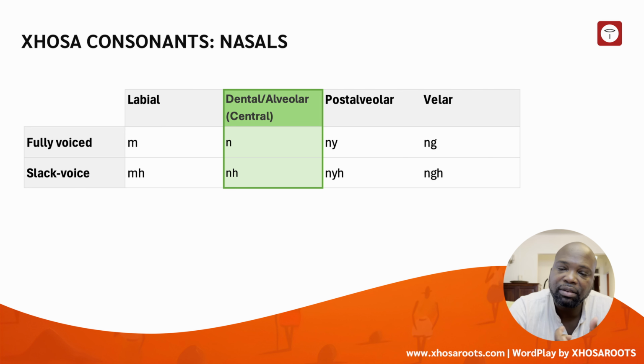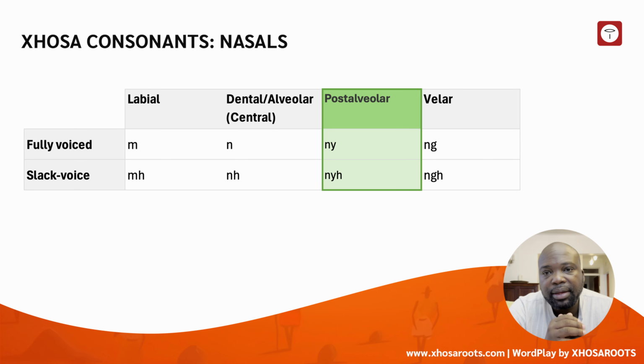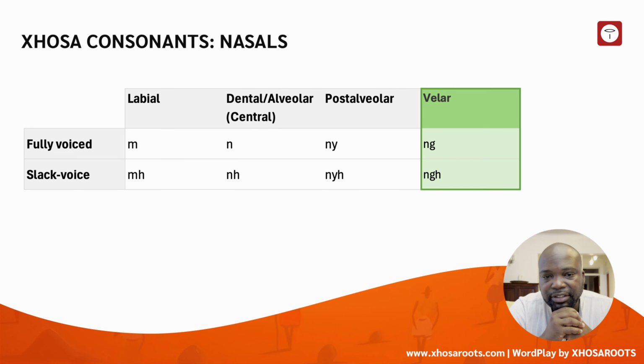We have the dental alveolar, which are central, meaning they use the central teeth, which happen to be the front teeth. And then we have the postalveolar and the velar nasals.